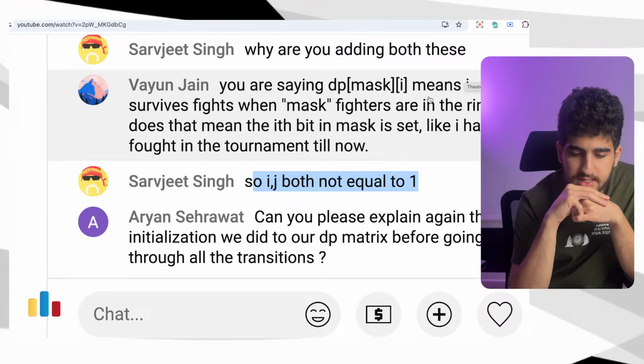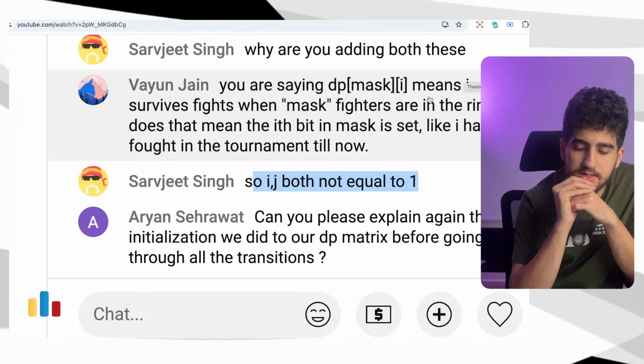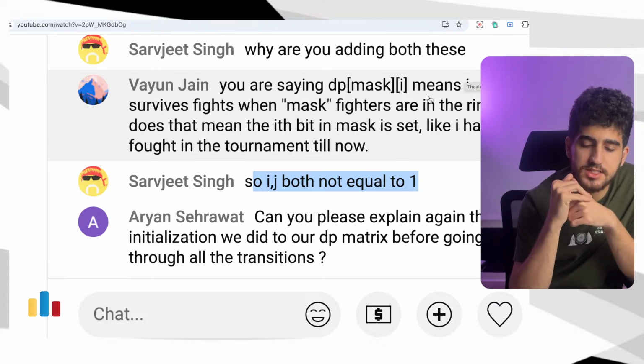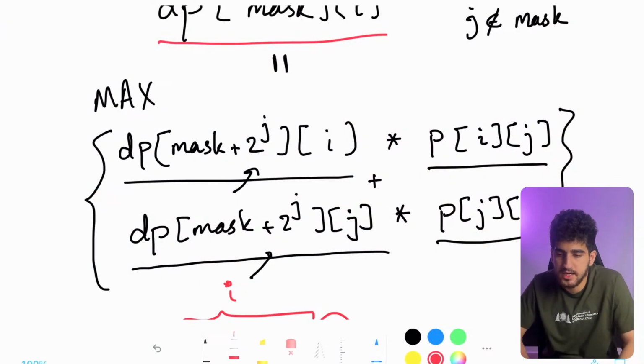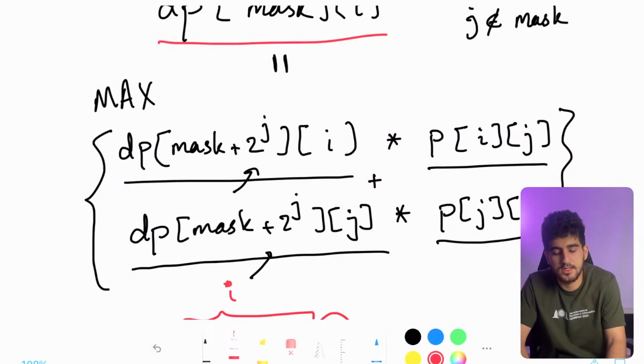Can you please explain again the initialization we did to our dp matrix before going through all transitions? Yes. So I said that initially, what is my answer initially?